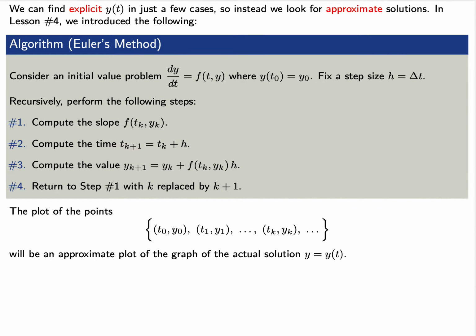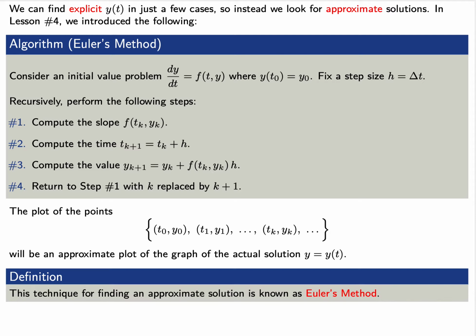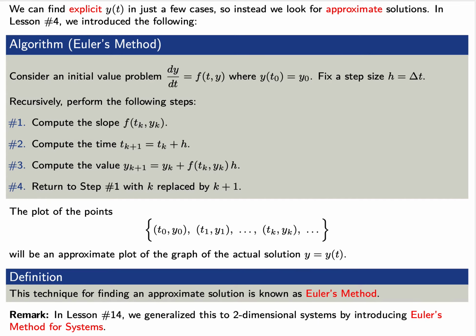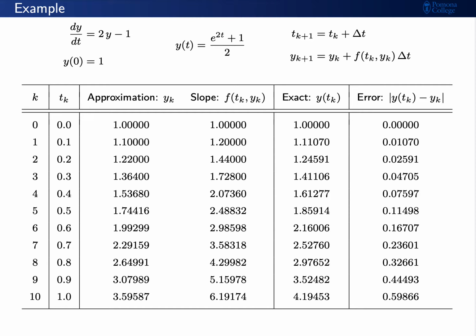A plot of the points tk, yk will be an approximate plot of the graph of the actual solution y of t. This technique for finding an approximate solution is known as Euler's method. And in fact, in lesson 14, we generalized this to two-dimensional systems by introducing what we called Euler's method for systems.